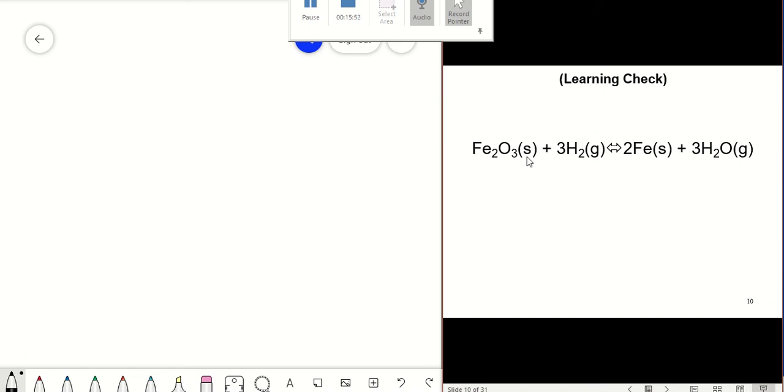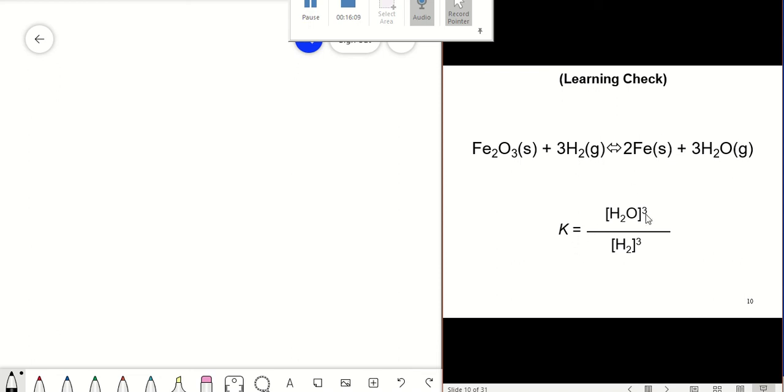Anything that's in solid or liquid will be omitted. So for instance, in this case, what are our products? There are two products, but in our expression, we are only going to include water because that's the only one that's in gas. Iron we are going to omit because it's solid.